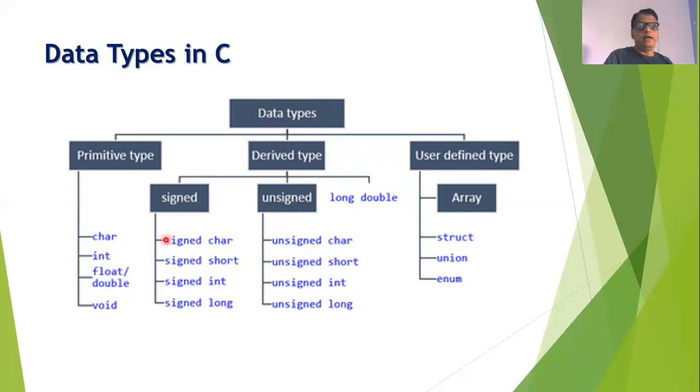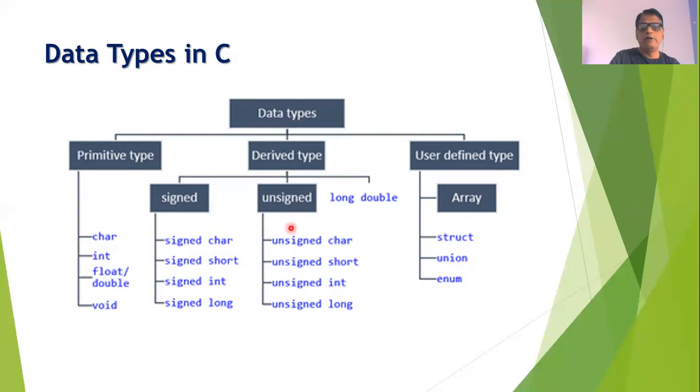Now, the character and integer can be further declared as a signed character or signed integer. So we have basically these four types in the signed category: signed character, then signed short integer, then signed integer, and signed long integer. So these are the categories of data types available under the category of signed derived type.